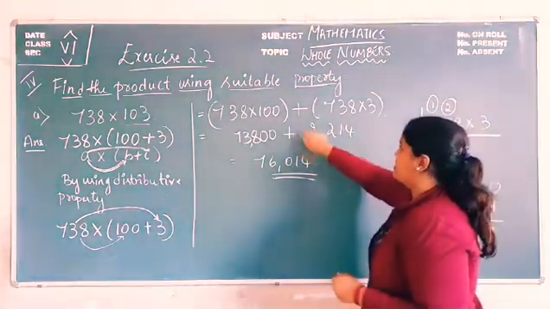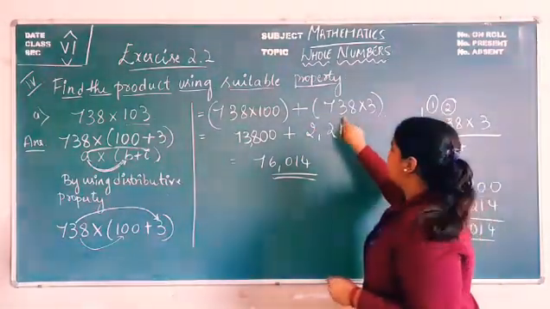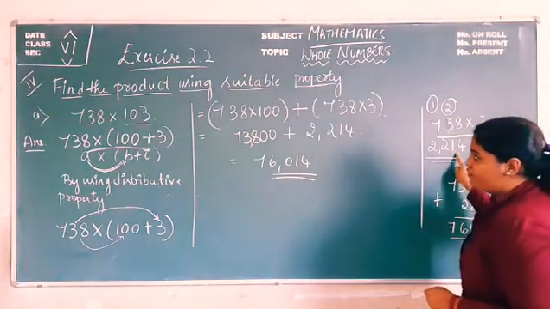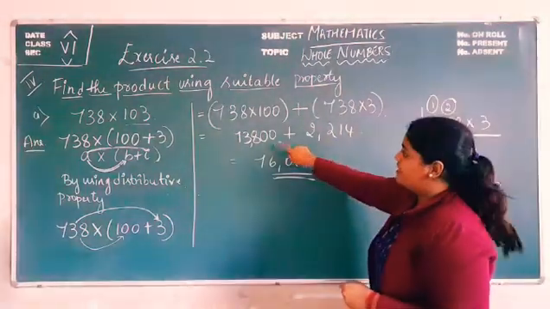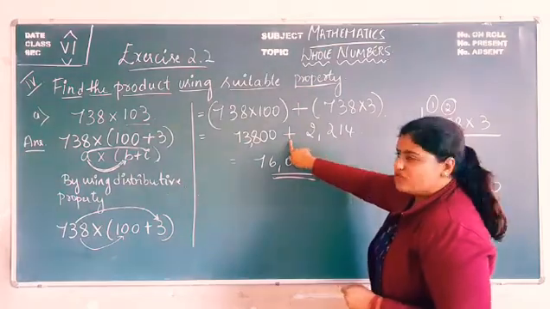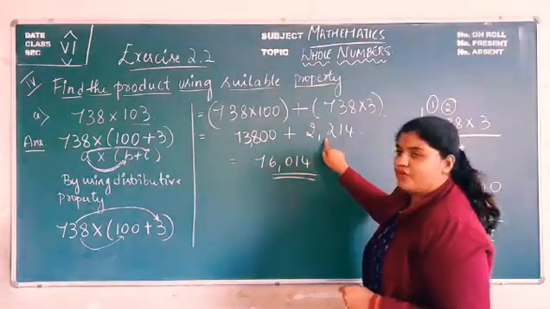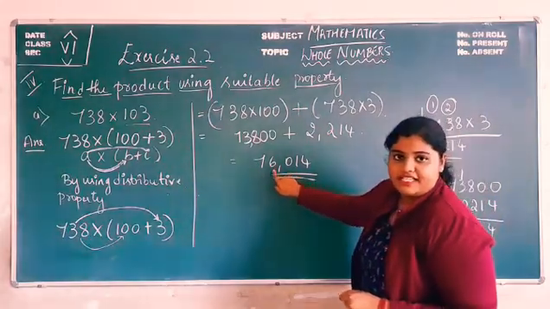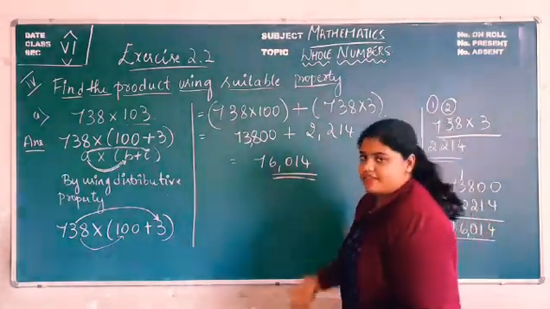So I have written the plus sign. Then we multiplied 738 into 3. So we got 2,214. I have written the product. Then next step is to add, because we are having a plus sign. So we are going to add. So the obtained value is 76,014 is the answer.